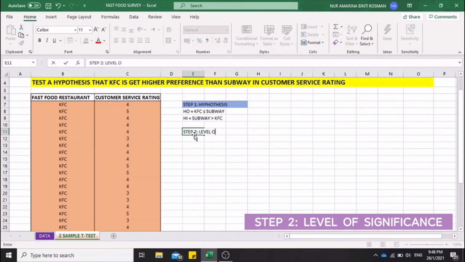Okay, step 2 is level of significance. The sigma is 0.05, so obviously the balance is 0.95, and the sigma is 0.05. Actually, this is alpha.